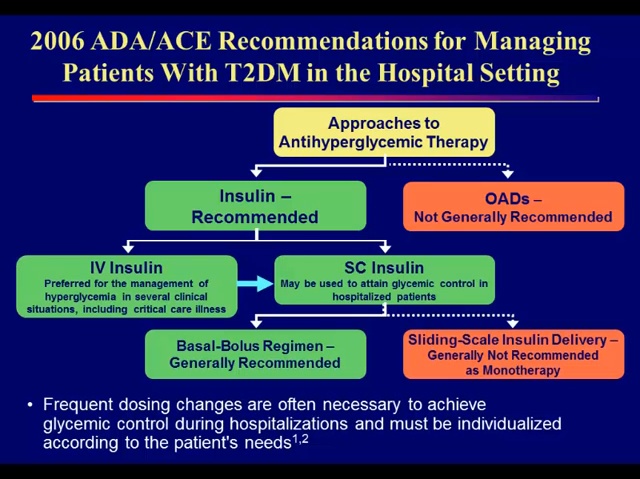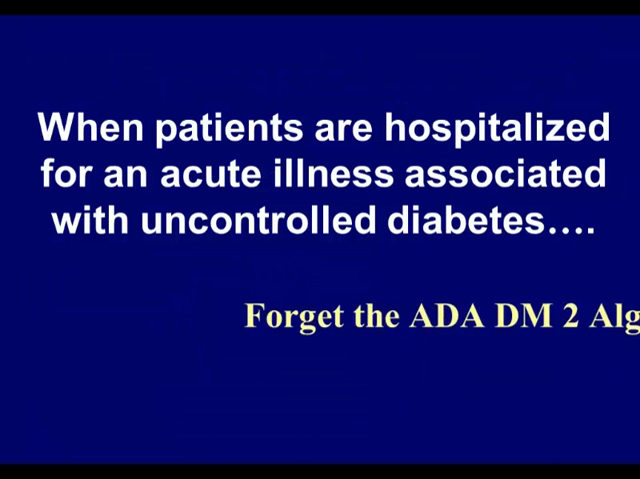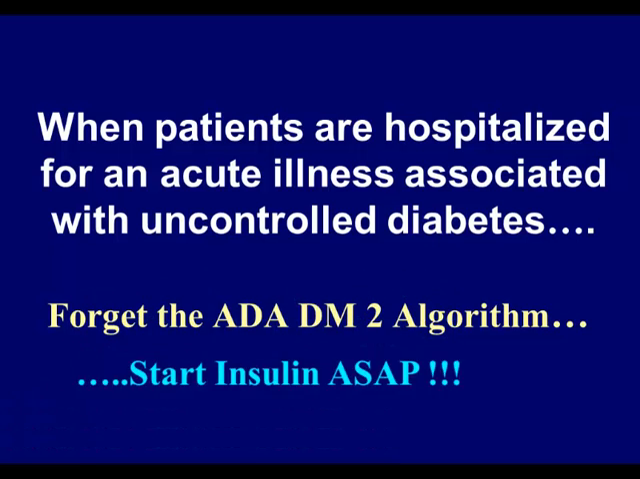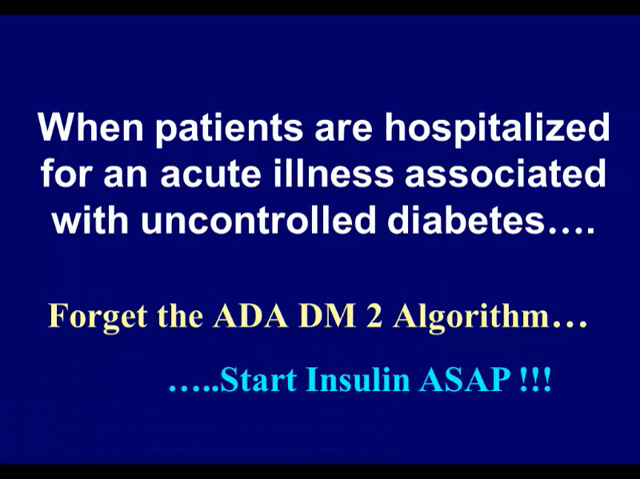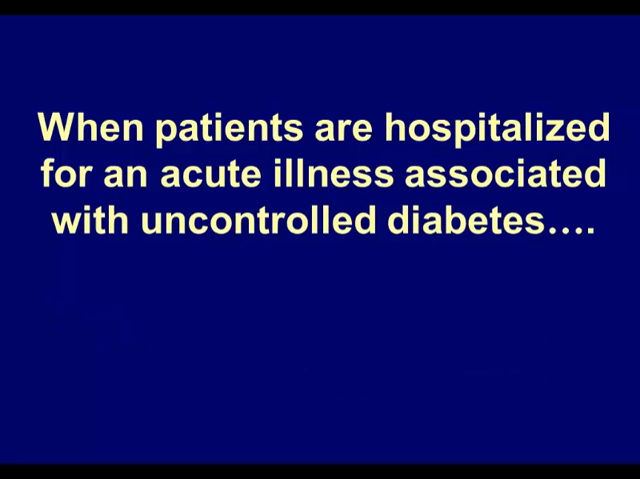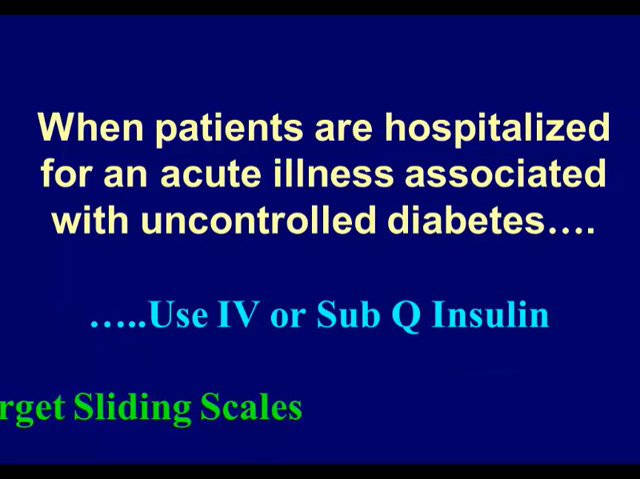So a physiological approach, I already mentioned this, I showed you that already. So you may have heard about the ADA algorithm. The ADA algorithm says start with metformin first, right? Well, if they have uncontrolled diabetes in the hospital, you don't use the algorithm. That's only for outpatients, an outpatient algorithm. If they're sick and they're in the hospital, we go with insulin, and we don't use sliding scales. We use IV or sub-Q.